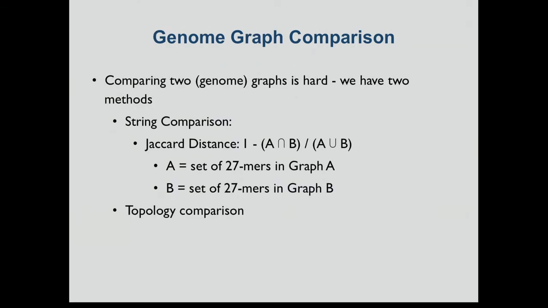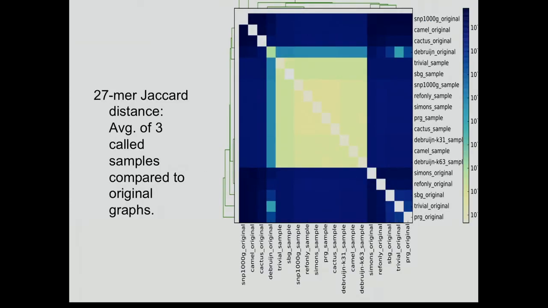How do the graphs look and how do they compare? I'll go through this really quickly. So you can compare two graphs, again, either from a string comparison, do they contain the same 27-mers in this case or whatever, or from a topology comparison. And this Jaccard distance is the usual measurement of the symmetric difference, normalized between 0 and 1. And you can see the various graphs and how they compare here.